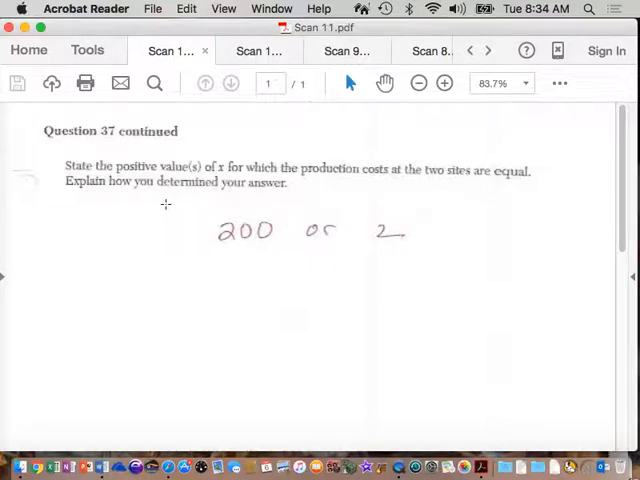Now we go to the next page, which is all this question. State the positive value of x for which the production costs of the two sites are equal. You really should write the answer 2, not 200. But if you wrote 200, I will live with it for this purpose. But after today, make sure you write 2.